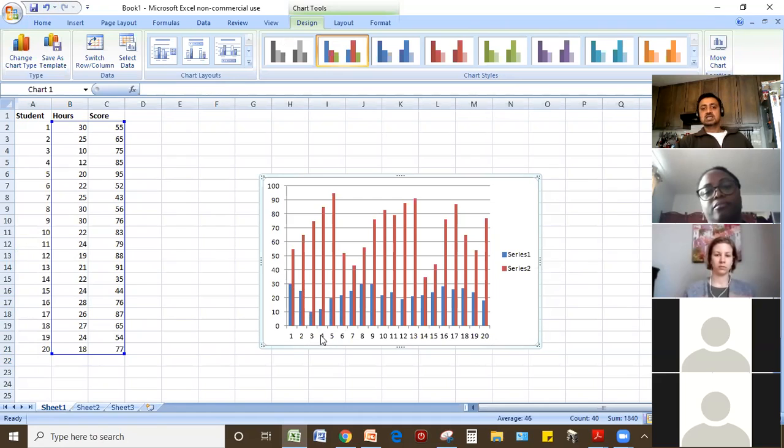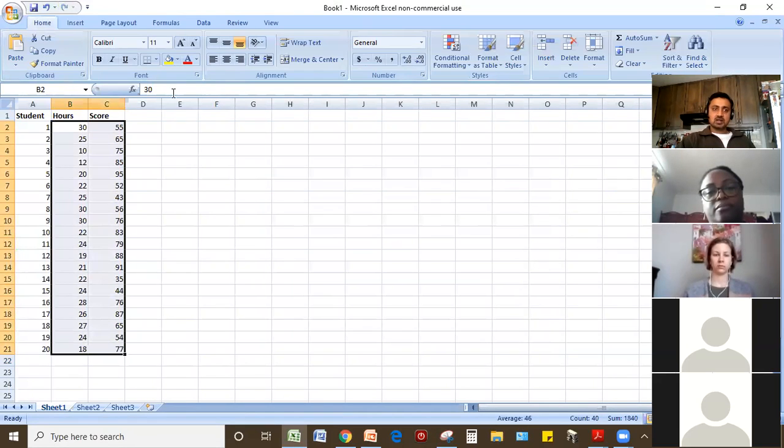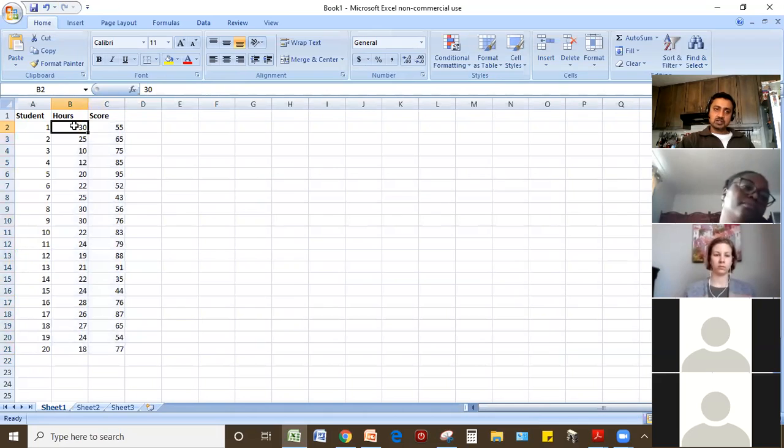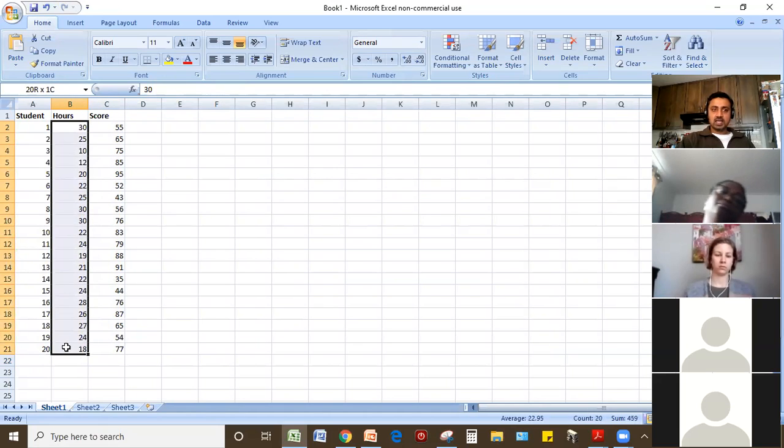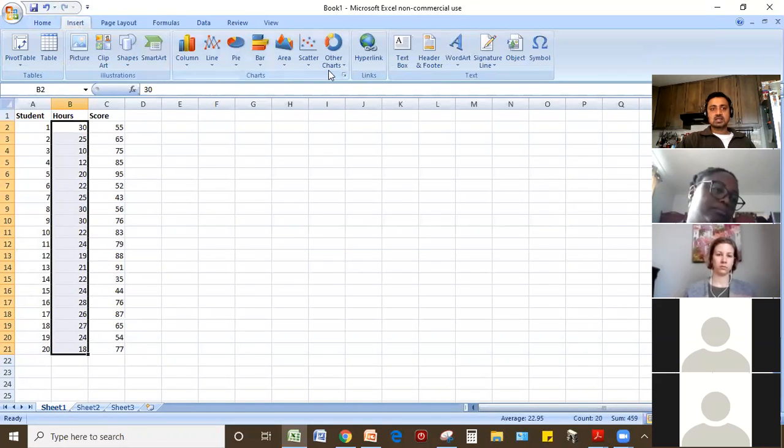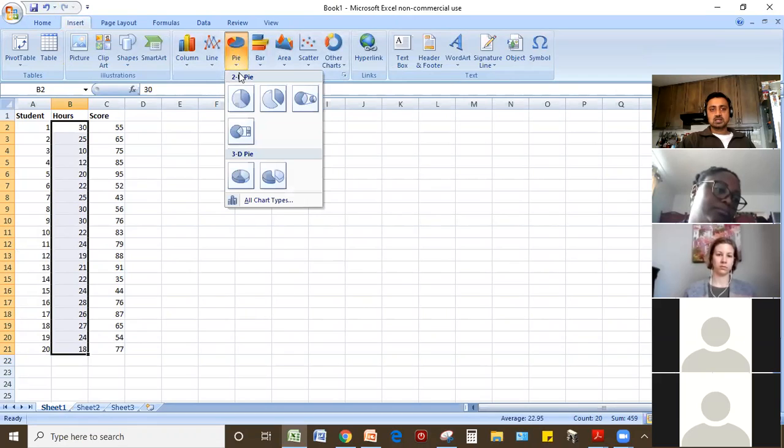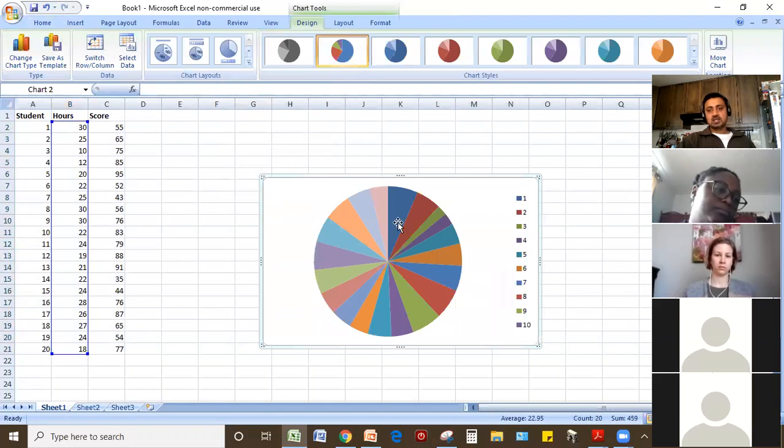As you can see, the number of hours spent and the number of marks is not necessarily proportional all the way through. If you wanted to figure out the distribution in the class regarding the number of hours studied, if you're just curious how much people studied for this test, you can highlight that section, go into insert, and ask for a pie chart.